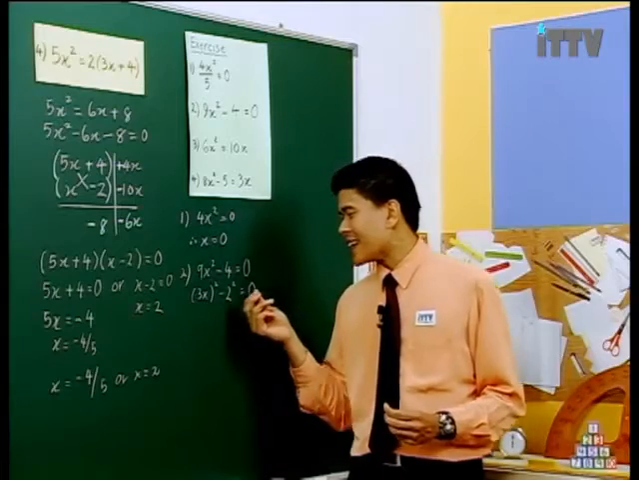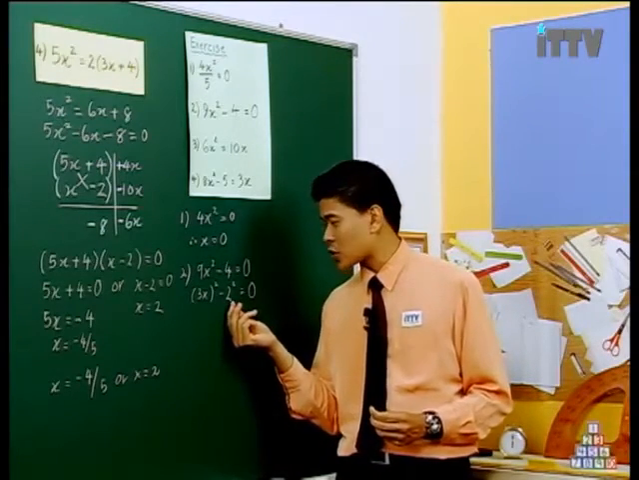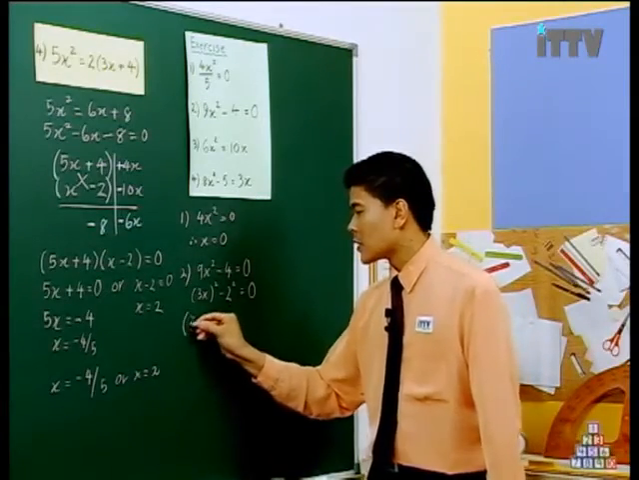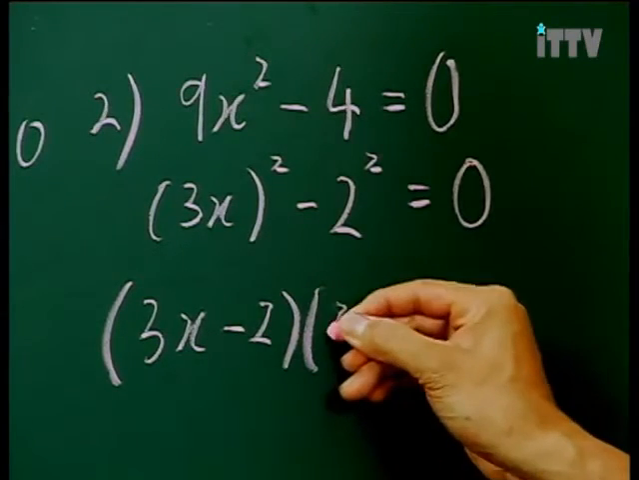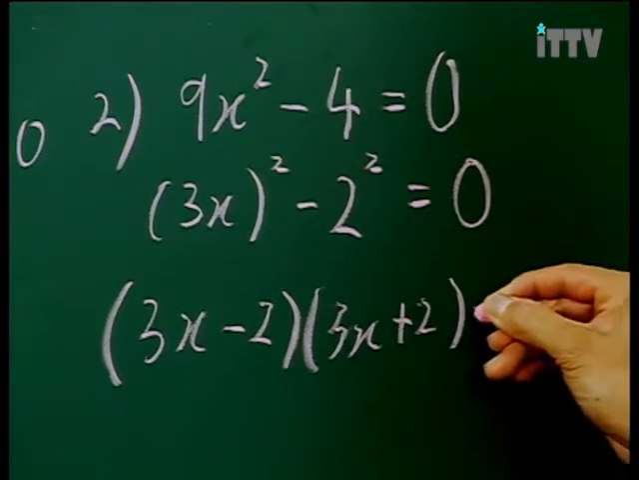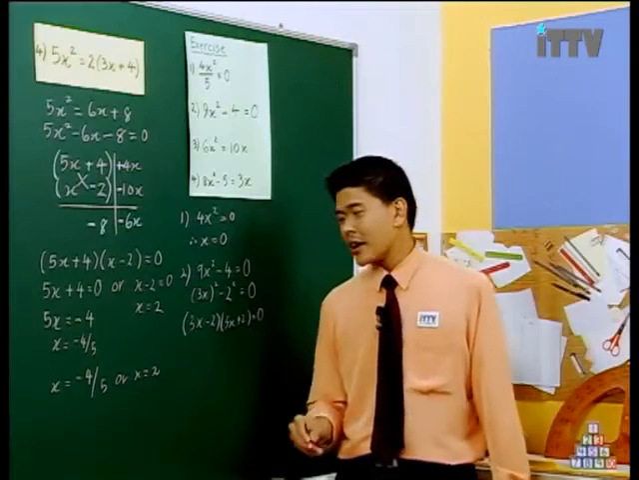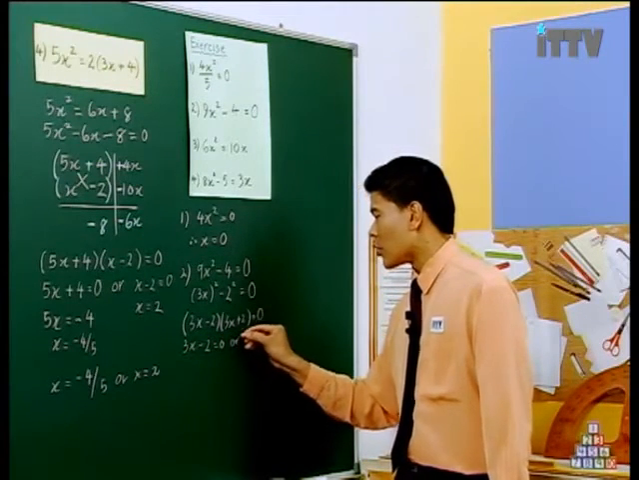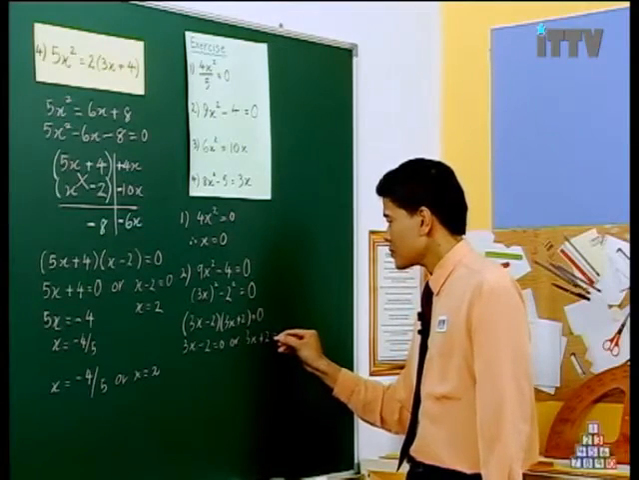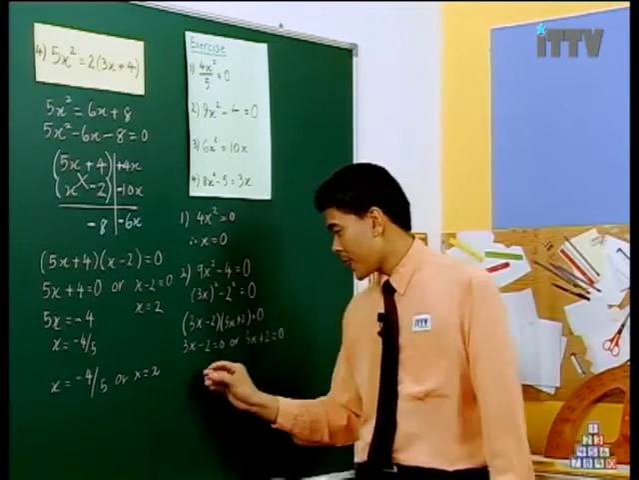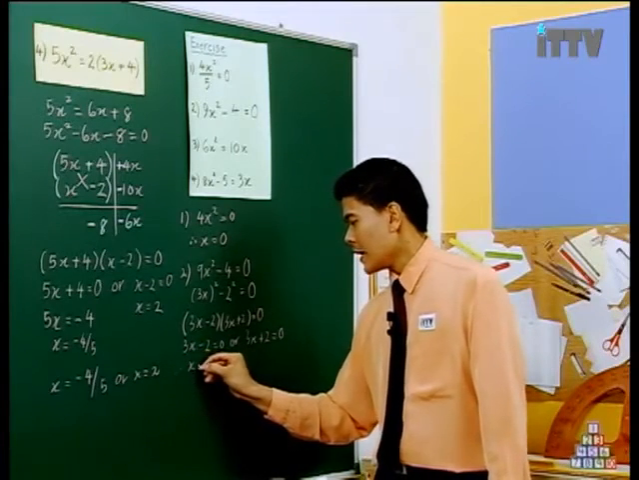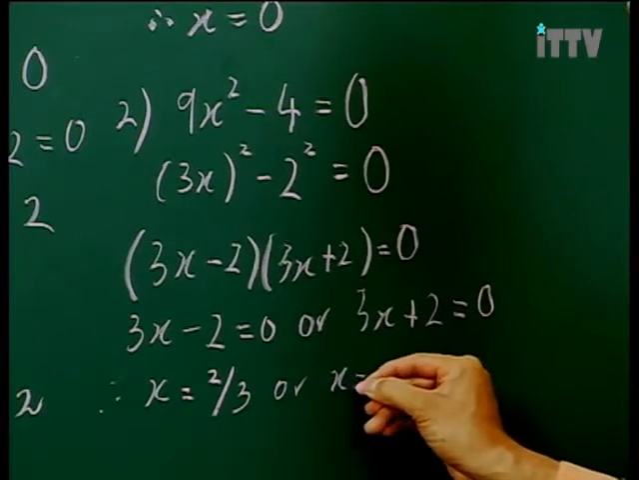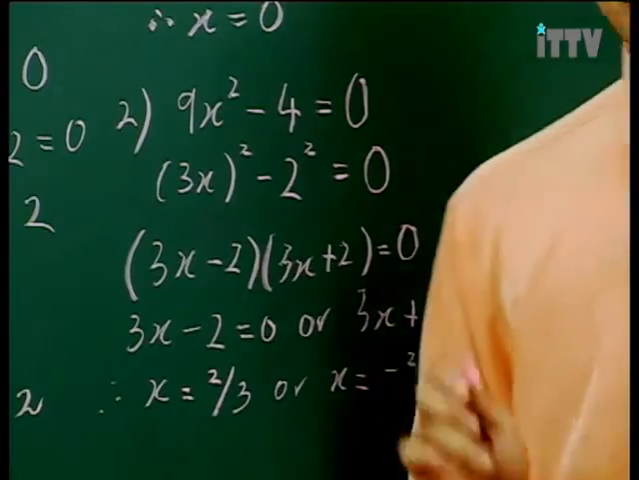Once you have managed to write them down as the subtraction of one perfect square from another, you don't have to do anything. The identity comes into place. 3x minus 2, 3x plus 2 equals 0. Now, when you equate both factors to 0, you will get your values of x. So the first value of x comes from here. The roots are x equals 2 over 3 or x equals negative 2 over 3.